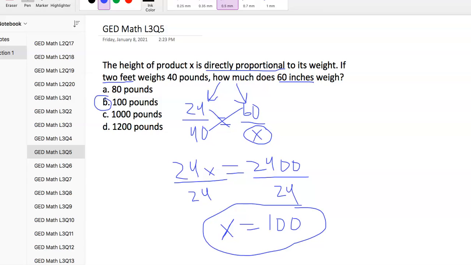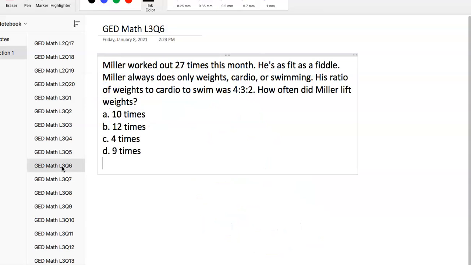And there we go. Okay, so that's how we set that up. Really the key there is just knowing how to set up the formula correctly. And then after that, just being able to crunch a couple numbers, and then we're good to go.